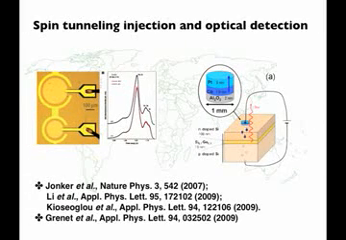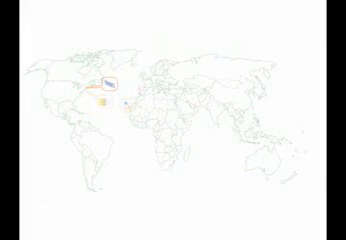In the same year and the following years, spin tunneling injection was performed by Berend Jonker's group at NRL and also some other groups. Different types of tunneling barriers are used. Spin signals are detected by measuring the circularly polarized luminescence either from bulk silicon or from a silicon-germanium quantum well.